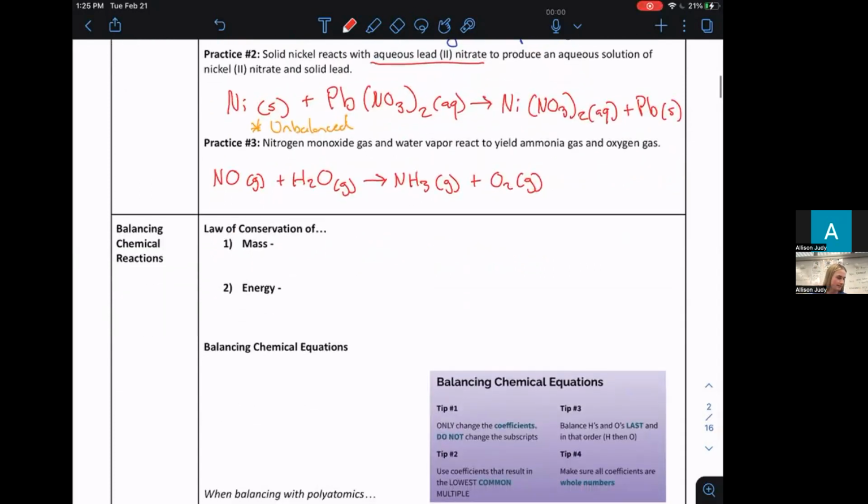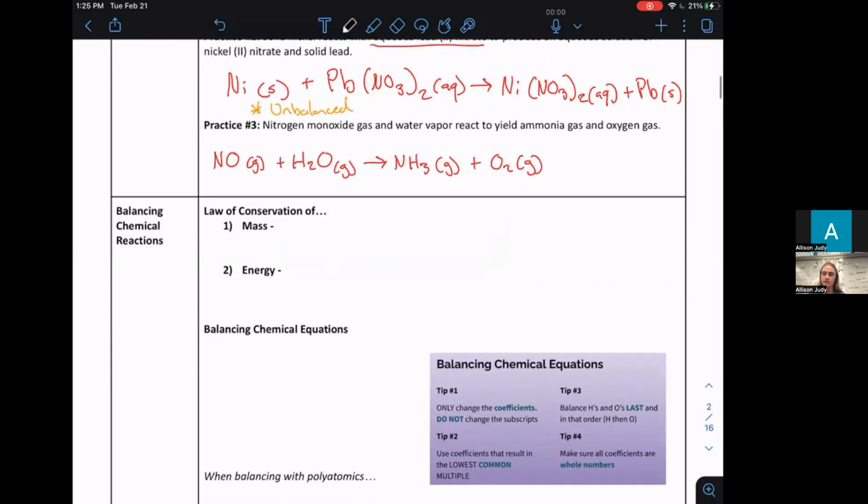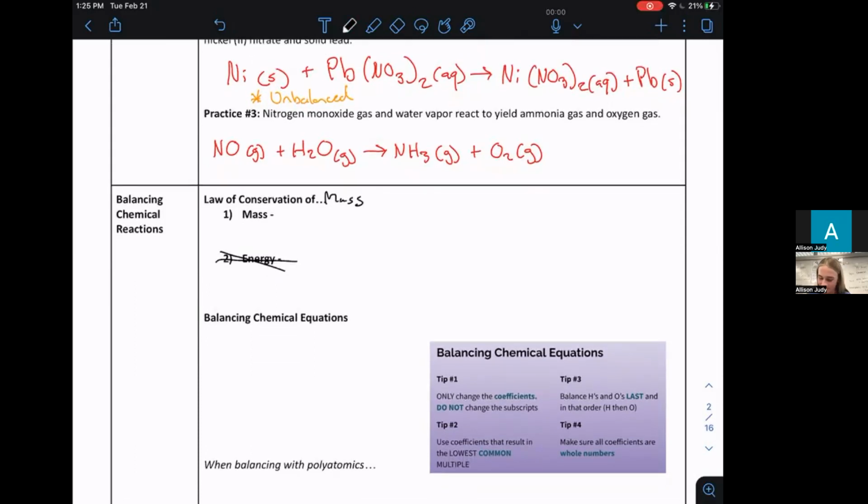So now we get to balance them. This is the slightly more difficult part. Do your copies of the notes have the law of conservation of energy as well as mass? Does it just say law of conservation of mass? Mine's the other. The law of conservation of energy was in here for some reason. It's a valid law, but it's not actually relevant.